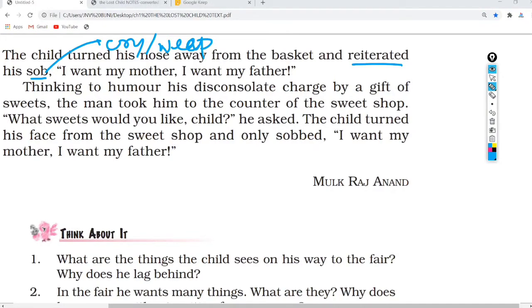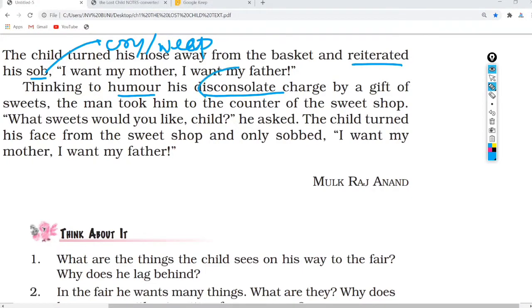Thinking to humor his disconsolate charge by a gift of sweets, the man took him to the counter of the sweet shop. "What sweet would you like, child?" he asked. The child turned his face from the sweet shop and only said, "I want my mother, I want my father."